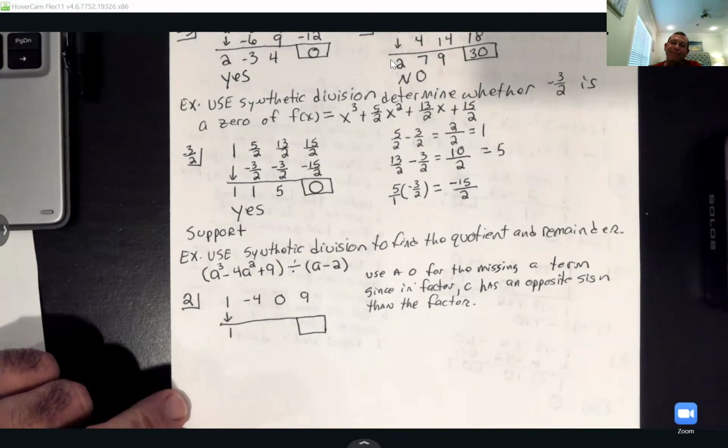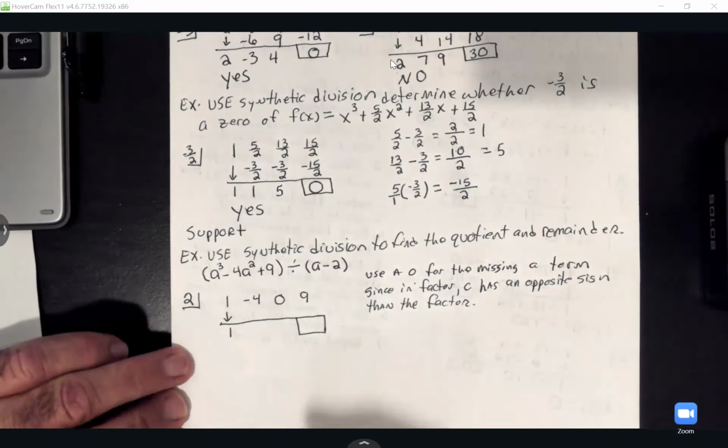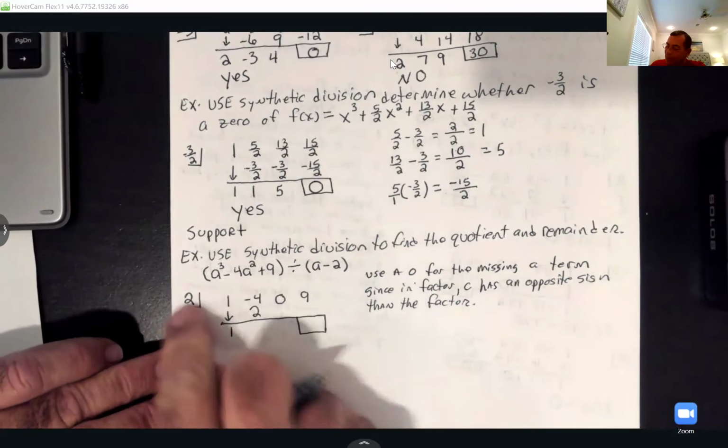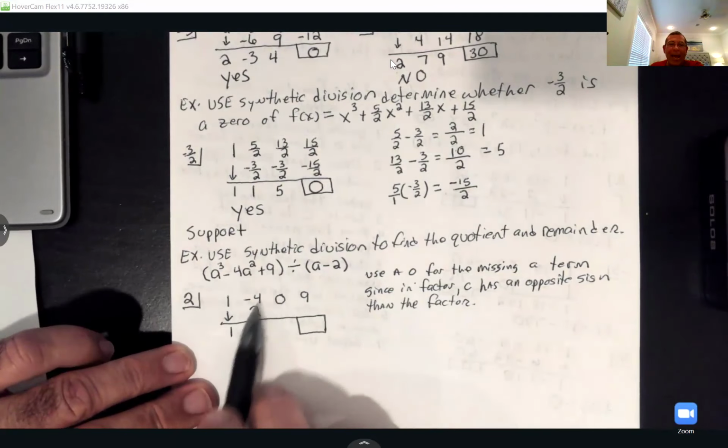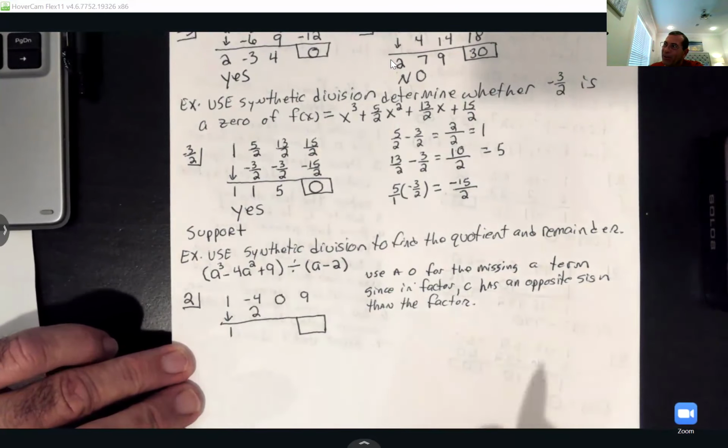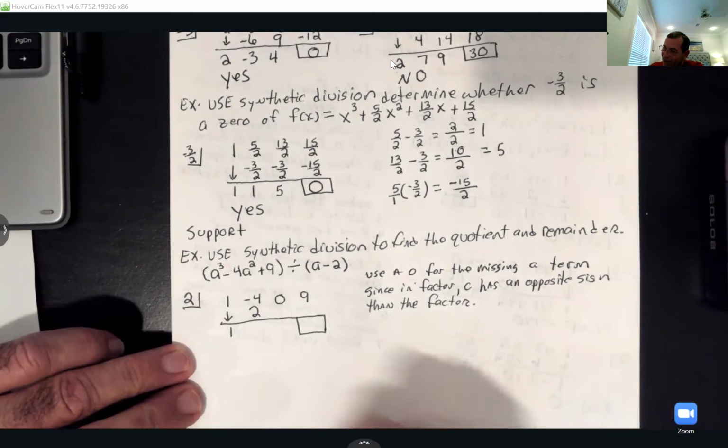What y'all think? 2. It's going to be a 2. Good job. 1 times 2 is 2. So now we're going to add, let's see, -4 and 2. That's going to give me a -2.